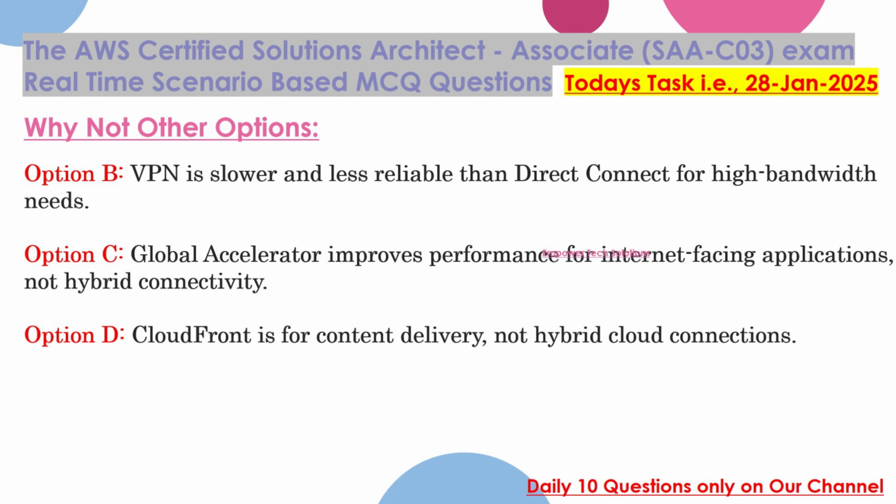Why not other options? Option B. VPN is slower and less reliable than Direct Connect for high bandwidth needs. Option C. Global Accelerator improves performance for internet-facing applications, not hybrid connectivity. Option D. CloudFront is for content delivery, not hybrid cloud connections.